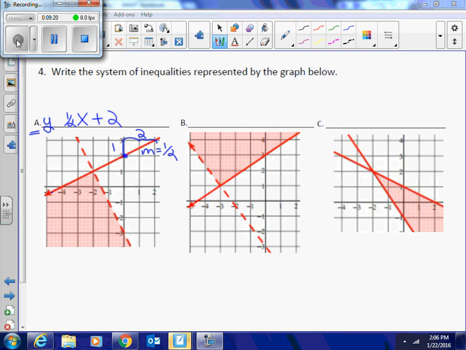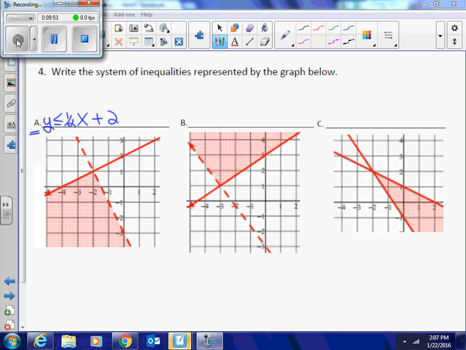And always double check. My line looks uphill. I've got a positive slope. That's a good thing. And you put the rise over the run. Now I've got to decide which way it's shaded. Can you see how over here I am shaded below this solid line? That means that y is less than. Because I have a solid line here, I know that it is also equal to, and that is the inequality for the solid line. Now we can do the one for the dotted line.